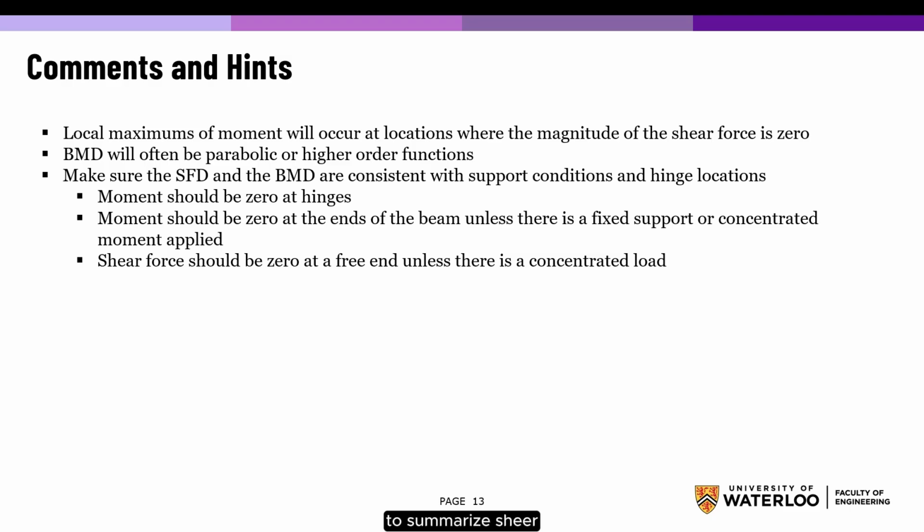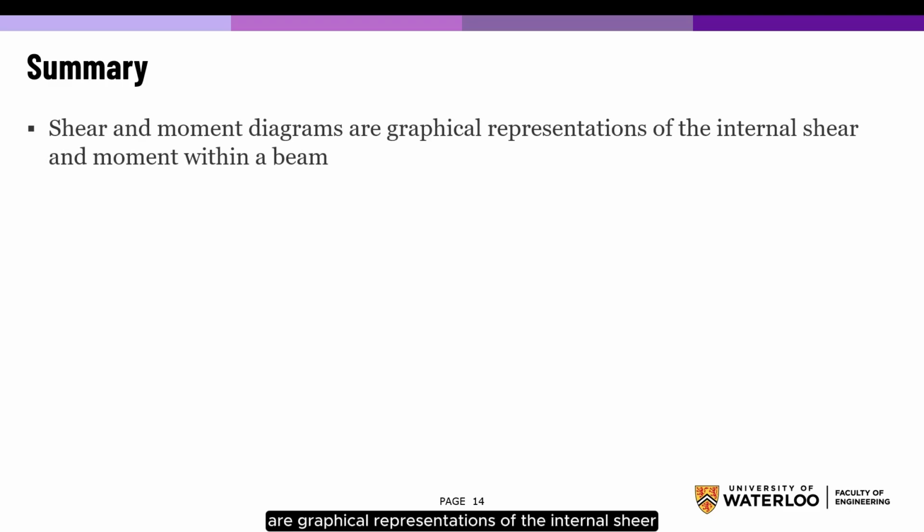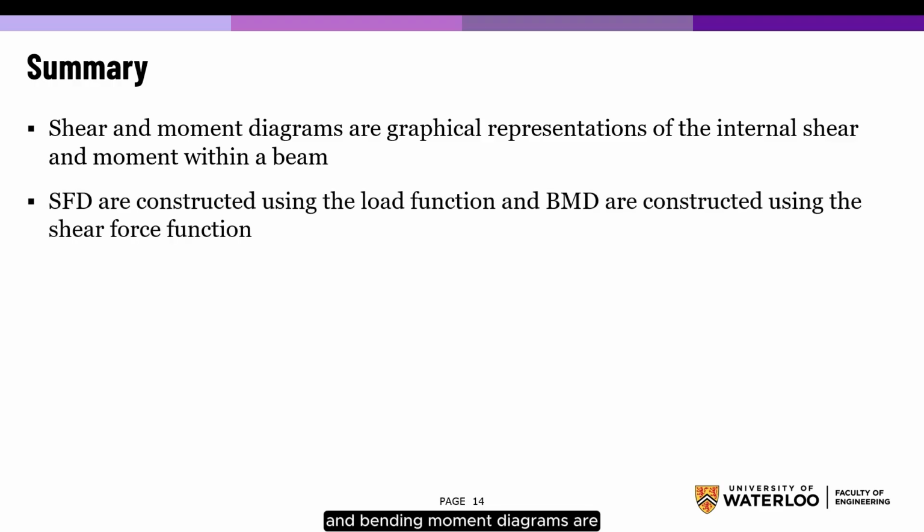To summarize, shear and moment diagrams are graphical representations of the internal shear and moment within a beam. Shear force diagrams are constructed using the load functions, and bending moment diagrams are constructed using the shear force function. Proper sign convention must be used.